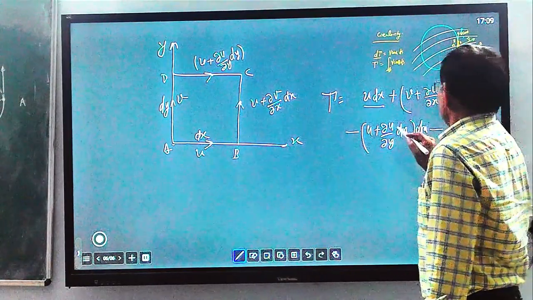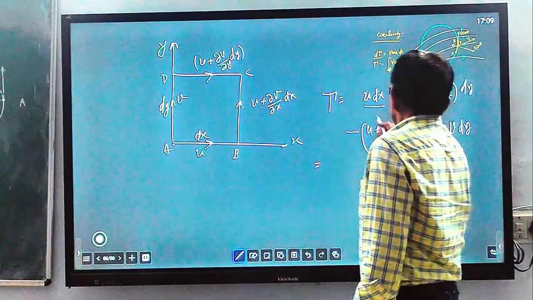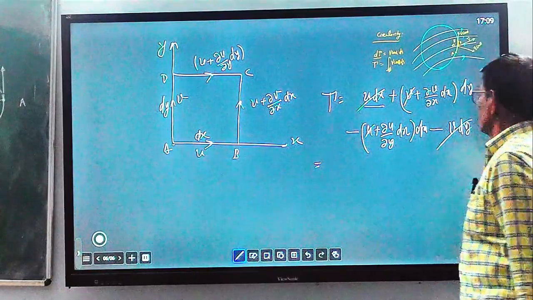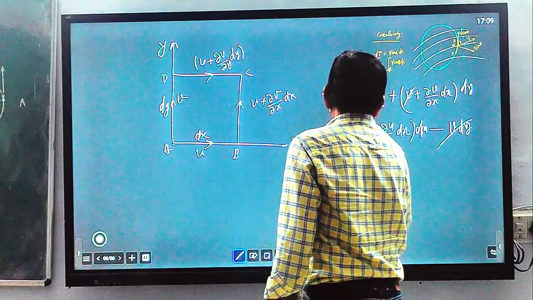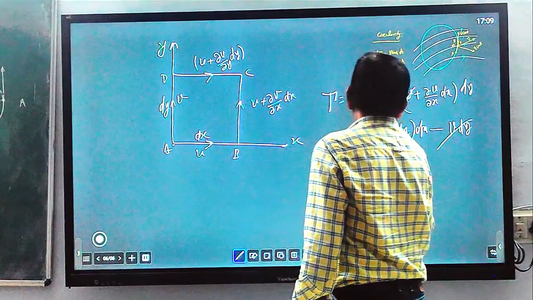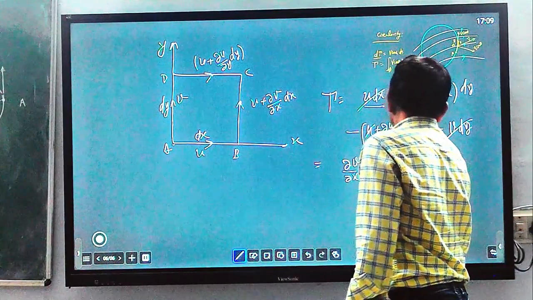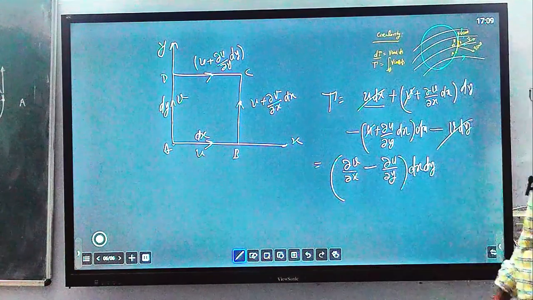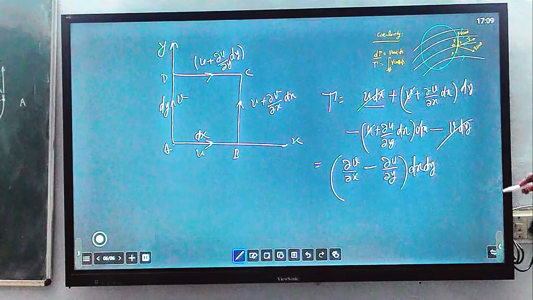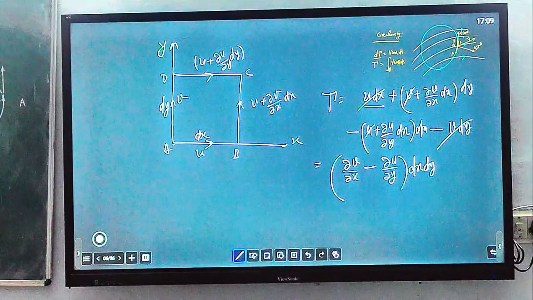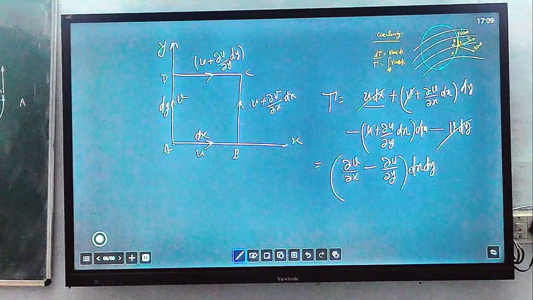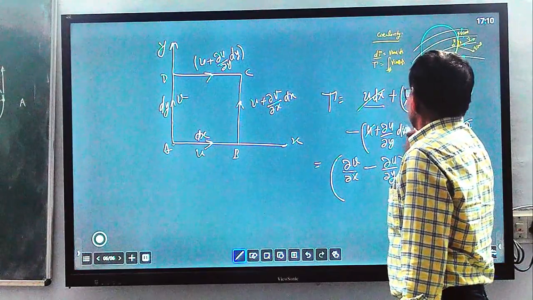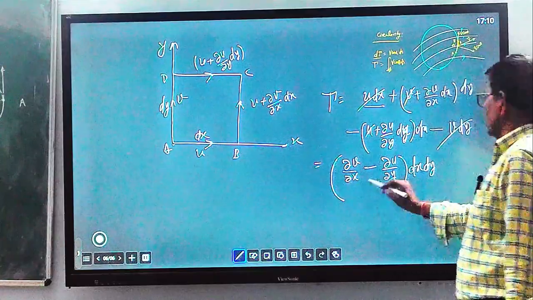Solving this, u dx will be replaced by this one, and v dy replaced by this one. So you will get the value del v over del x minus del u over del y into dx and dy. I think here the term was del u over del y, it was dy, not dx, so you will get this value.